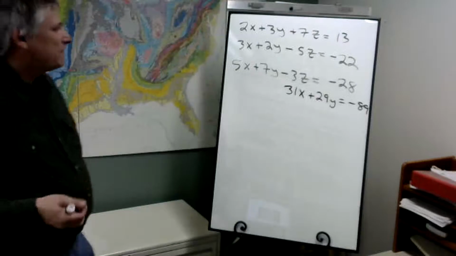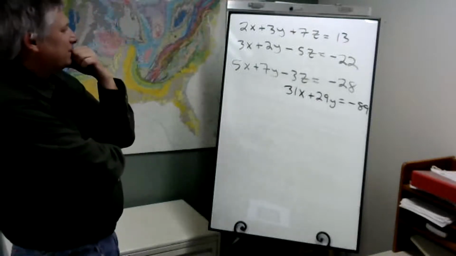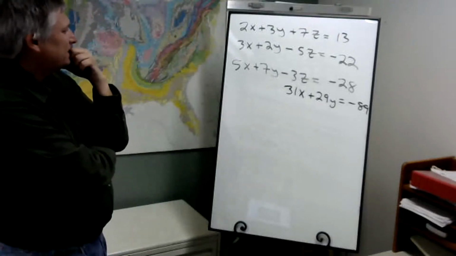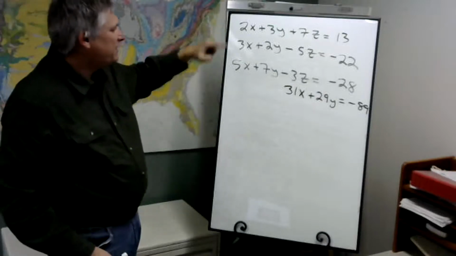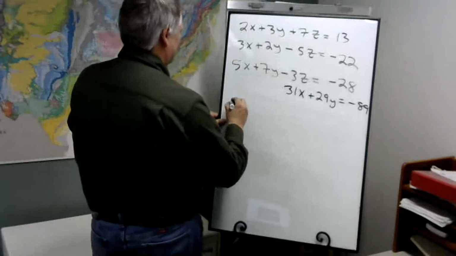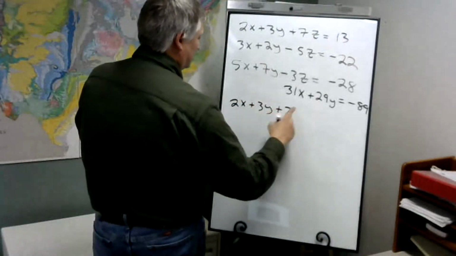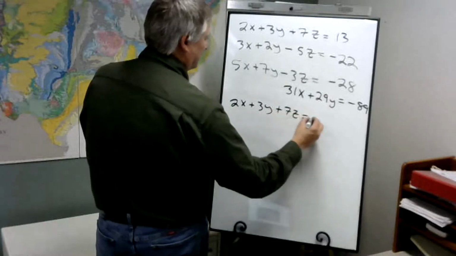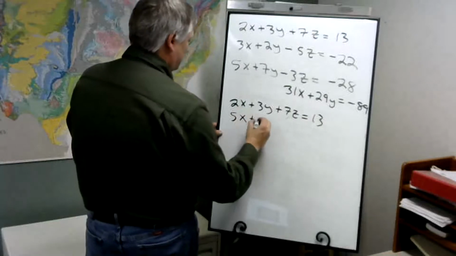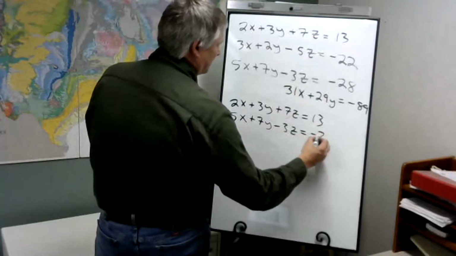Now, what we're going to do is come up with another equation of just x and y's. Let's see, what two could we combine here? We've done the first two. I want to eliminate z's. Let's go with these two. So we get 2x plus 3y plus 7z equals 13, and 5x plus 7y minus 3z is negative 28.